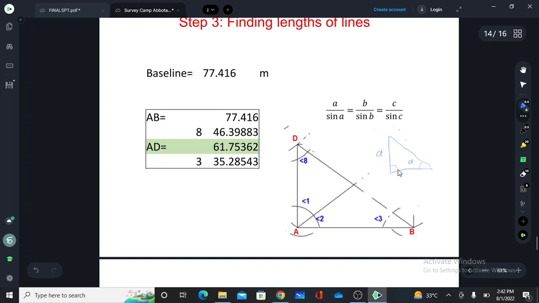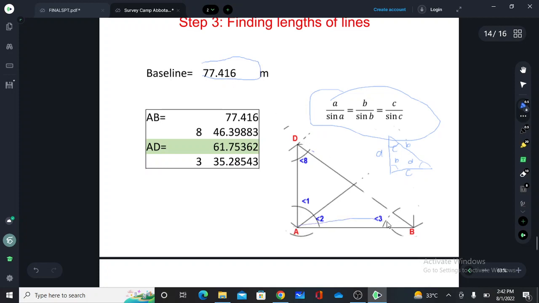If this is angle B, the length of this side is b, and if this is angle C, the length of this line is c. So you can simply use this formula to find out the opposite angles. We have given you the value of the baseline, 77.416.